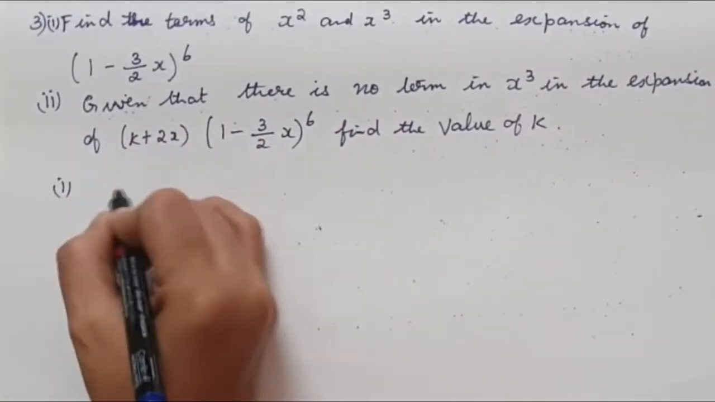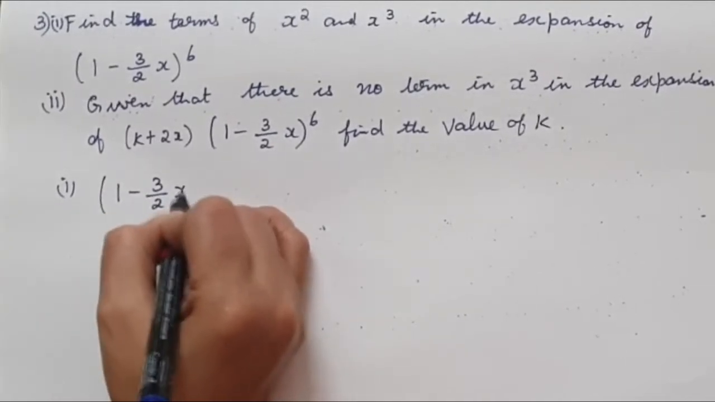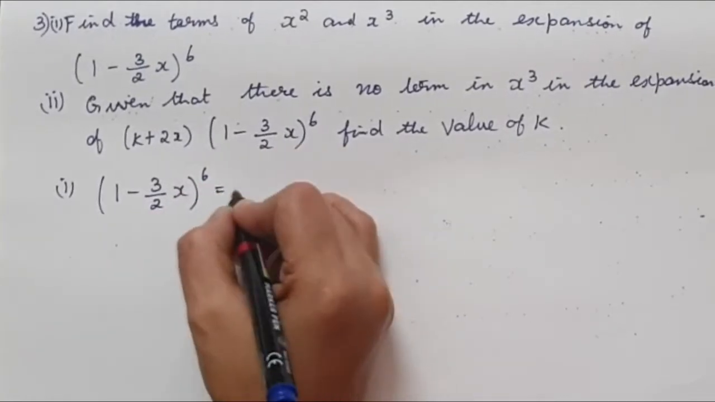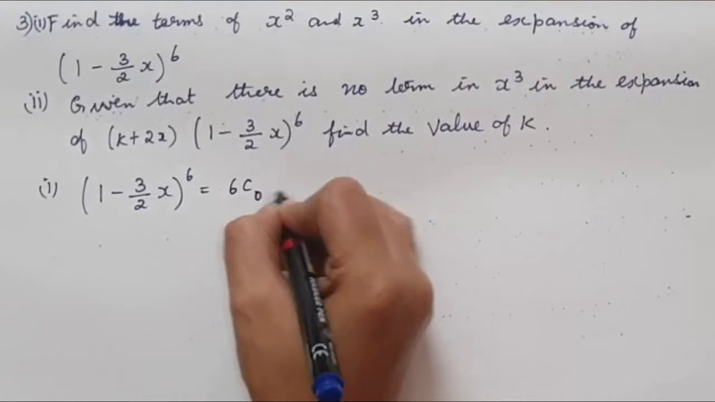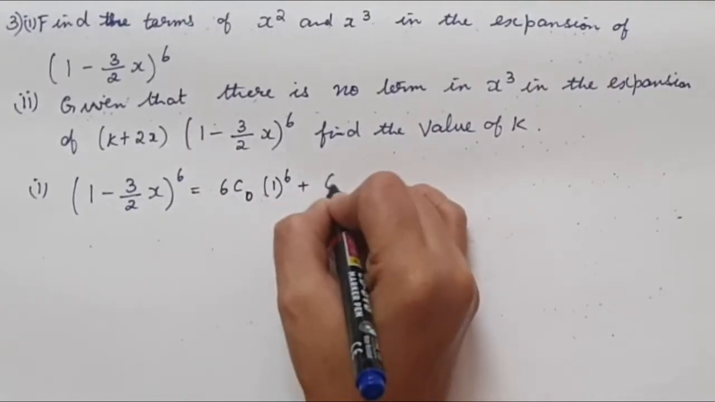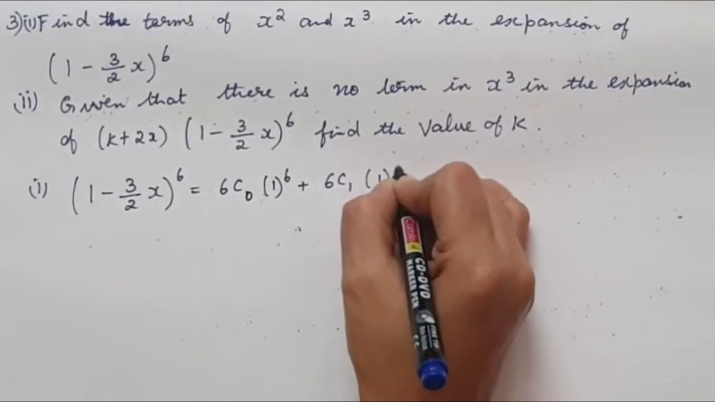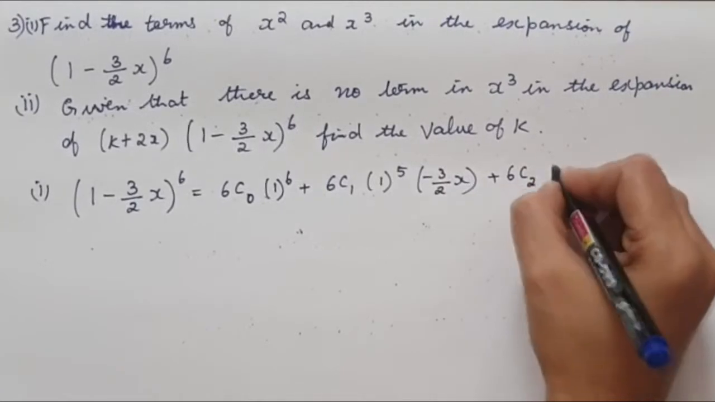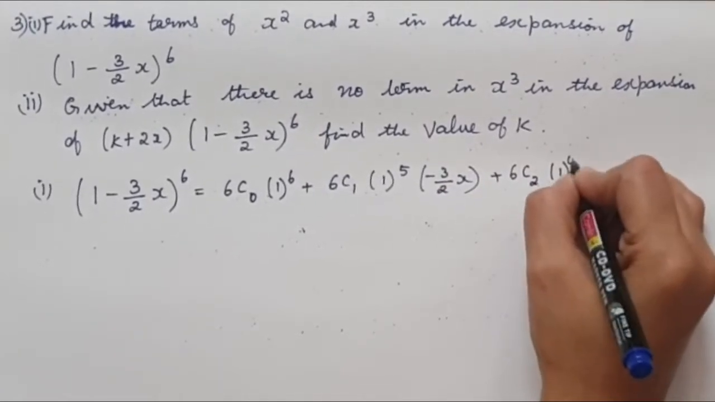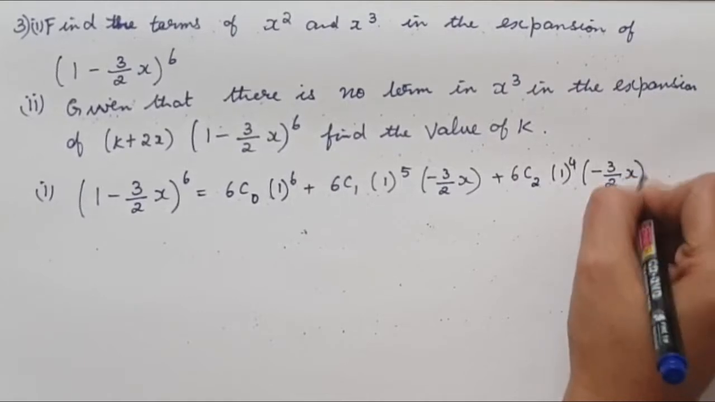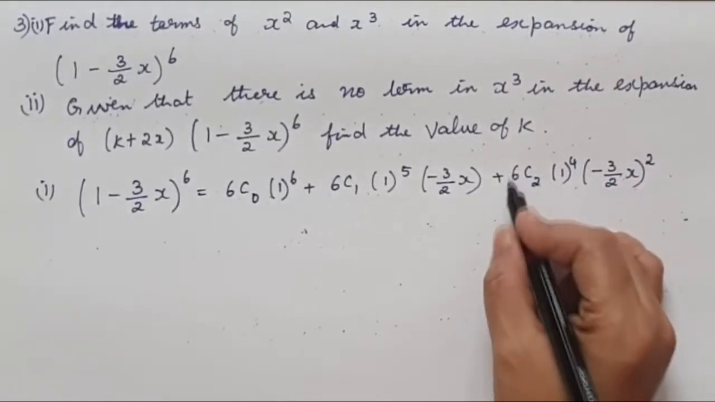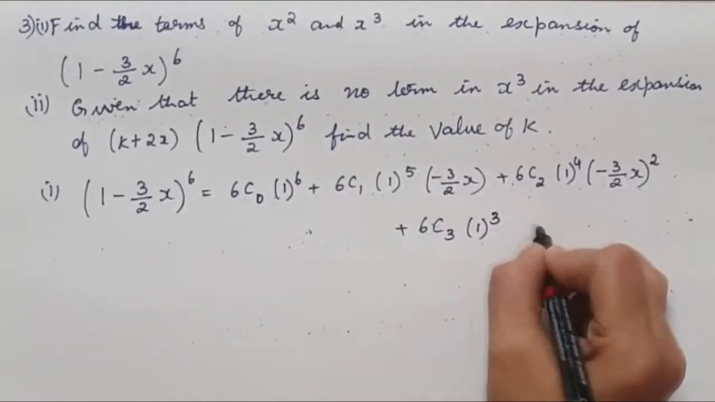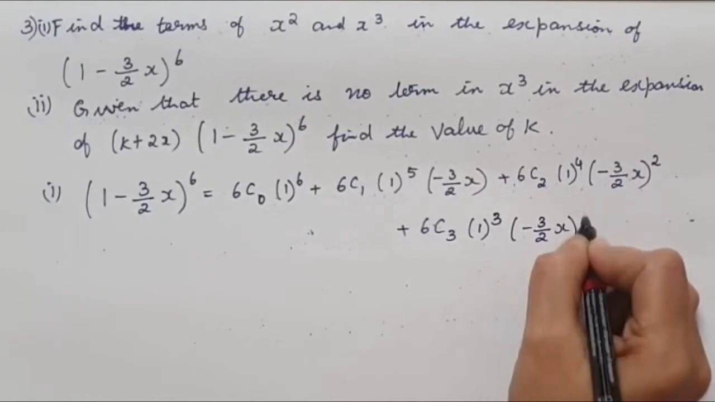So our first question, 1 minus 3 by 2x the whole power 6. We can just write the formula for this, that is 6C0 into 1 to the power of 6 plus 6C1 into 1 to the power of 5 into minus 3 by 2x plus 6C2 into 1 to the power of 4 into minus 3 by 2x the whole squared. So we got the coefficient. This will be the term with x squared. We'll write another term, 6C3 into 1 to the power of 3 into minus 3 by 2x the whole cube.